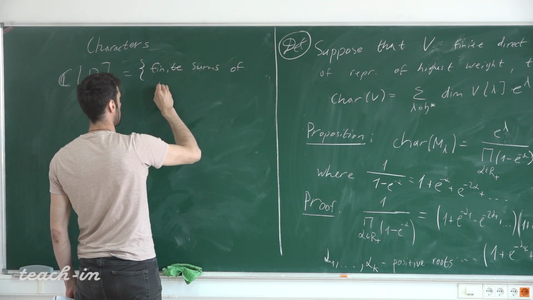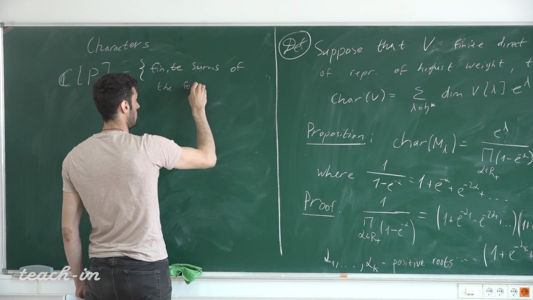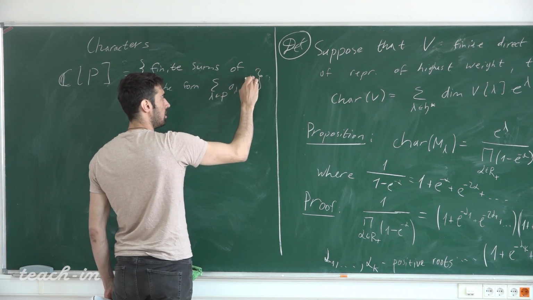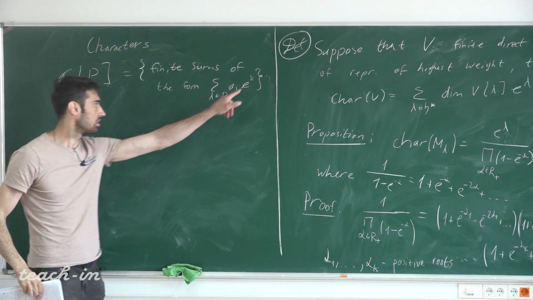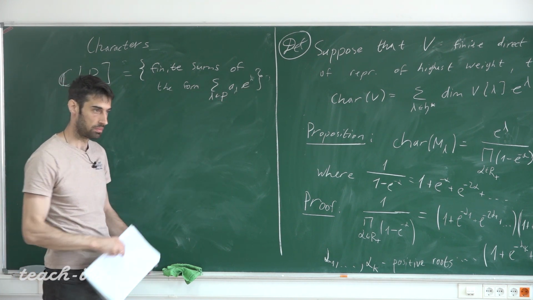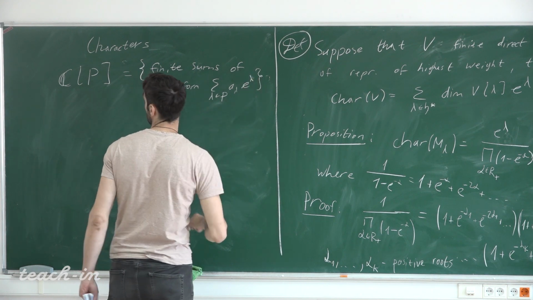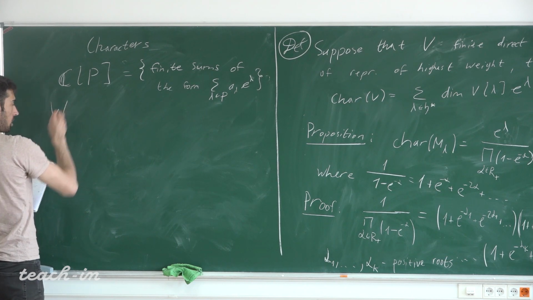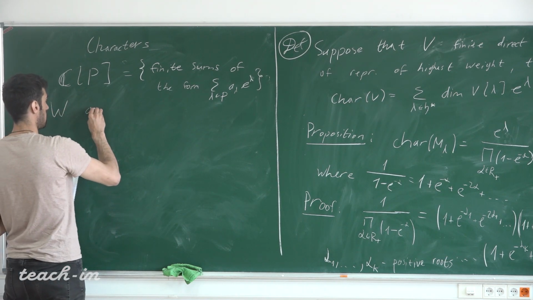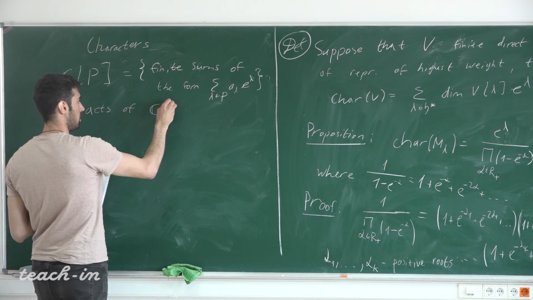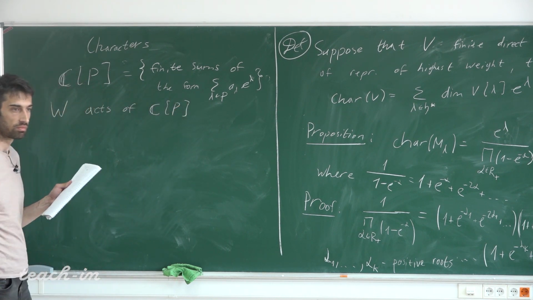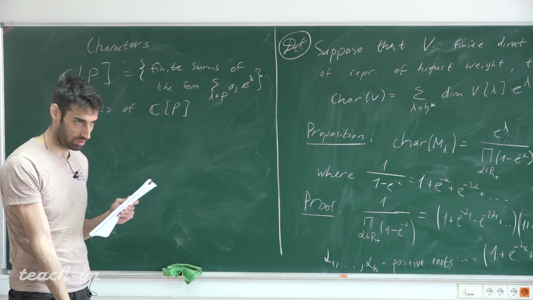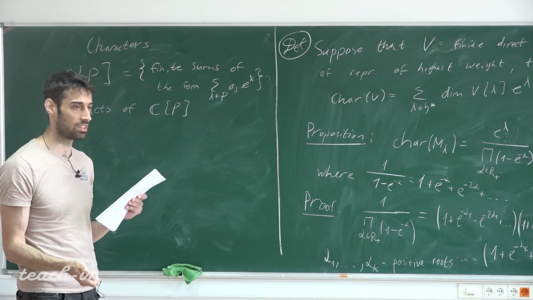of the form sum over lambda in P, a lambda e to the lambda. Okay, so now I'm saying that lambda can only be in the weight lattice here. All right. Then, obviously, the Weyl group acts on C of P. Right? Because if you have something from the weight lattice and apply the Weyl group, it will still be in the weight lattice.